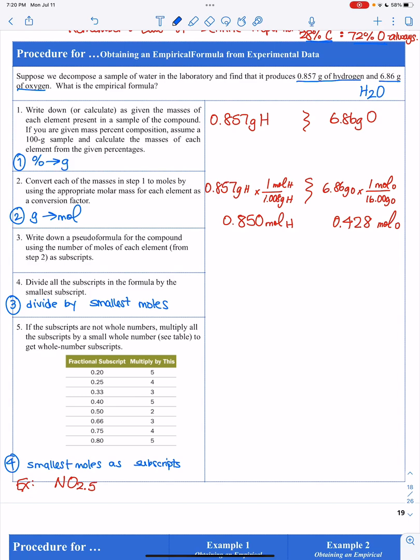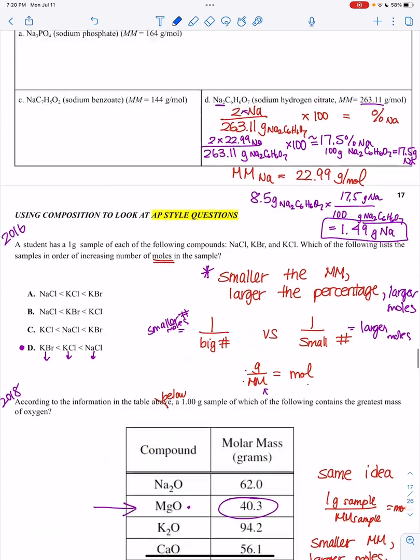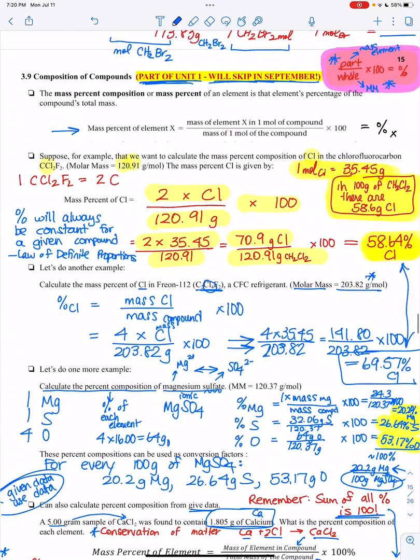So I have 0.857 grams of hydrogen and 6.86 grams of oxygen. Write down or calculate as given the masses of each. This is where I have to say calculate. Percentages, I'm automatically going to turn to grams. So if I had, and I did that on my previous lecture, so I'm going to jump back a bit to the magnesium sulfate one.